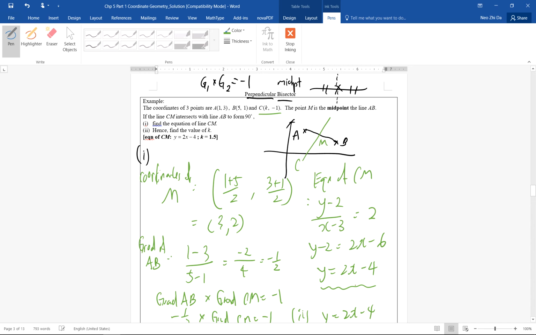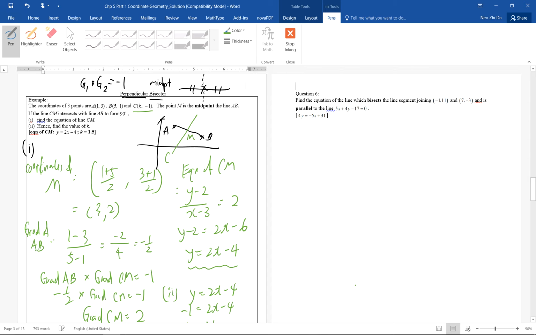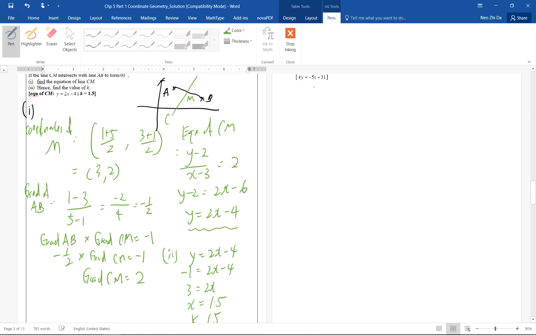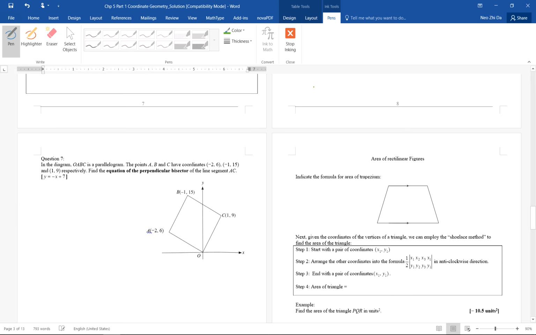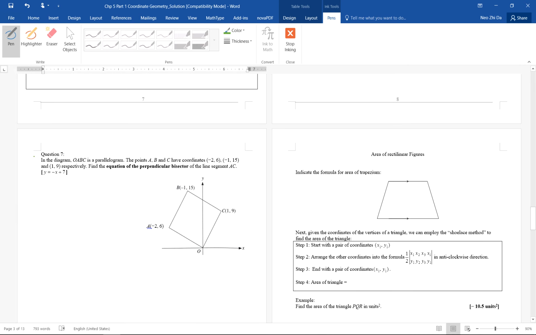Now this example is very important. They like to test you. So you see, one or two words mean so many things. It covers two formulas. Okay, so example 6, question 6, go and do. Question 7 also, go and do.